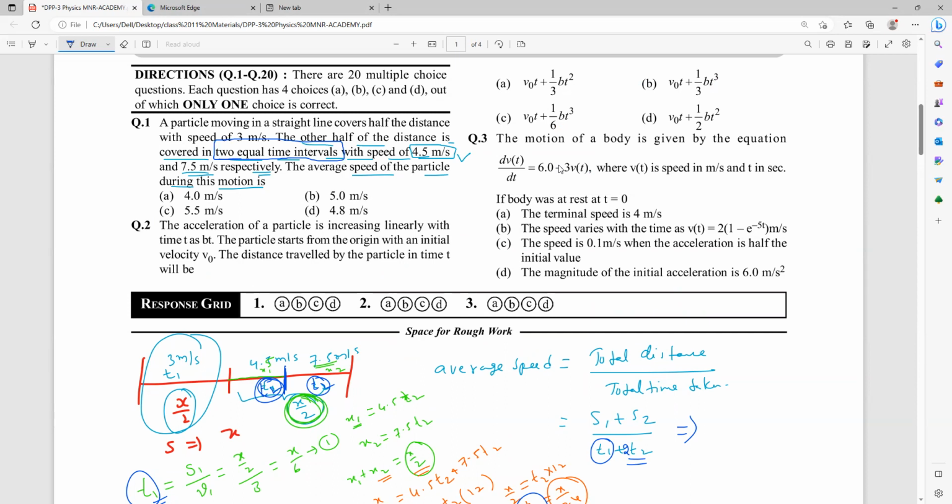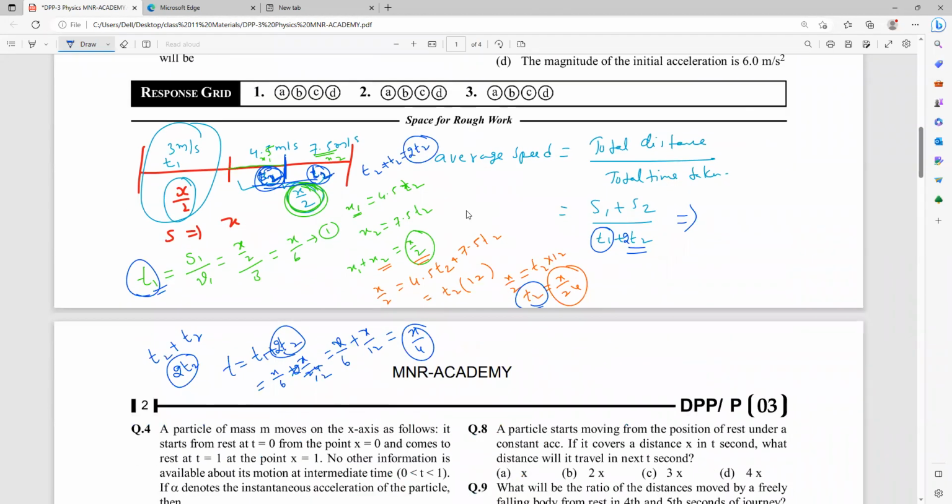So the two equal intervals I am assuming as T2 and another one also T2. What is the total time? T2 plus T2, which is equal to 2T2. Is it okay? So now you can substitute in the formula. We all know S1 plus S2, that is x by 2 plus x by 2, divided by x by 4. So x by 2 plus x by 2 will become x, divided by x by 4, which is x into 4 by x, x and x will get cancelled.